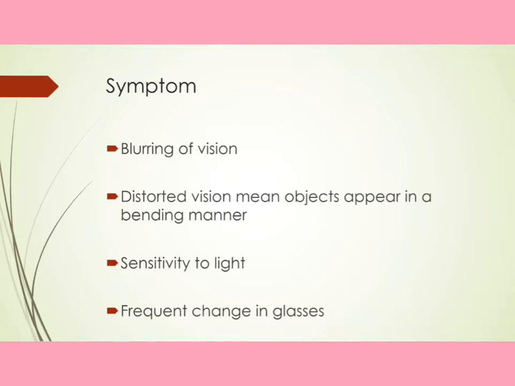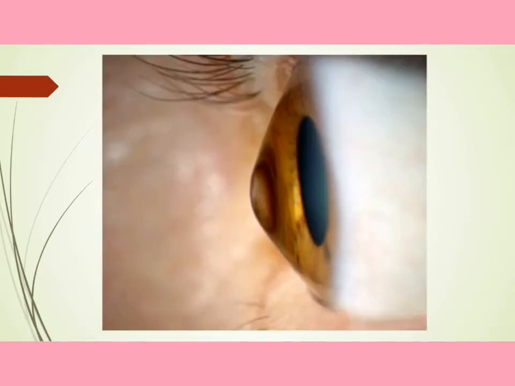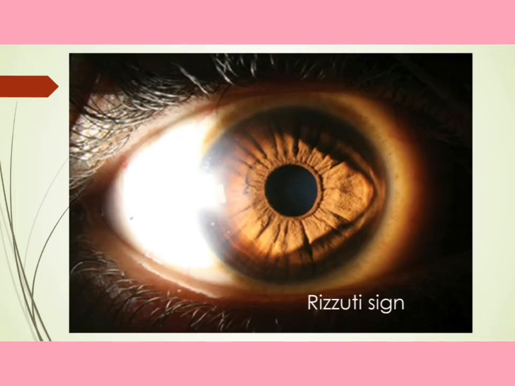Now you can see in this picture, the cornea is cone shaped. It is keratoconus. This is due to keratoconus because the stromal fibers are affected. So these are the first signs of keratoconus. The first sign is the Rizzuti sign. The Rizzuti sign is a conical reflection on the nasal cornea when a pen light is shone from the temporal side.